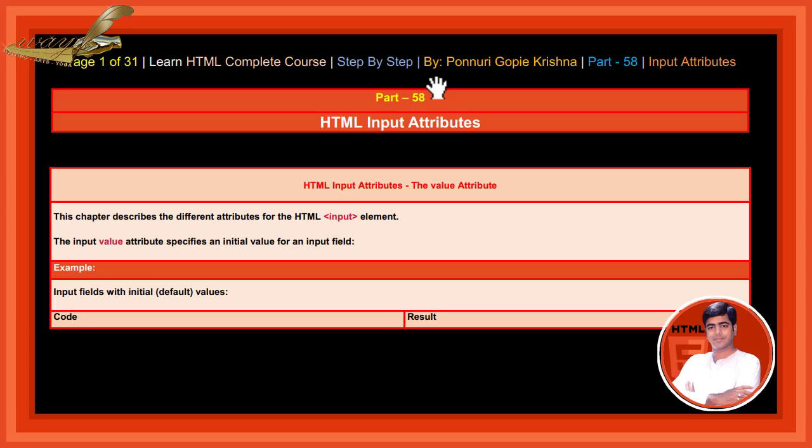In this session, let us learn about HTML input attributes. HTML input attributes, the value attribute. This chapter describes the different attributes for the HTML input element. The input value attribute specifies an initial value for an input field. Input fields with initial default values.